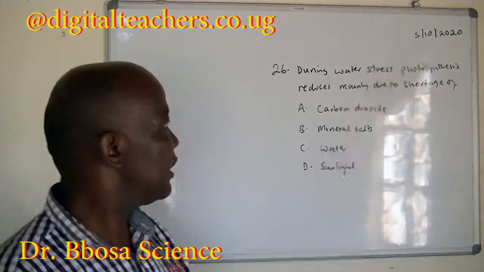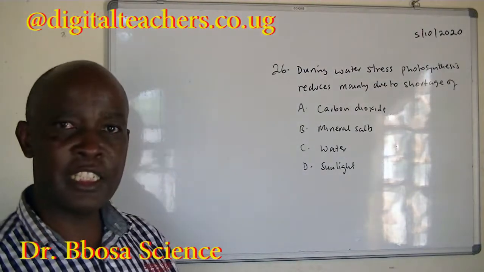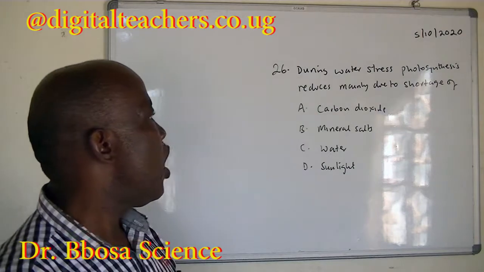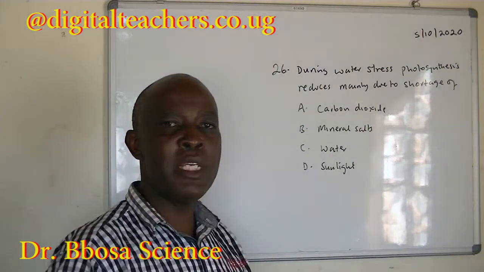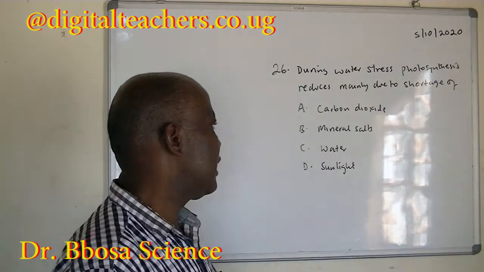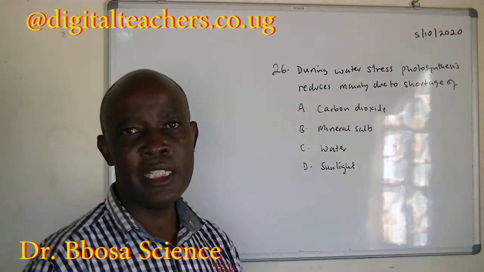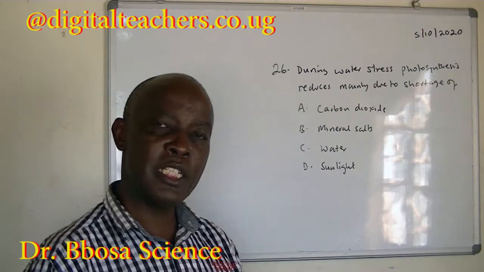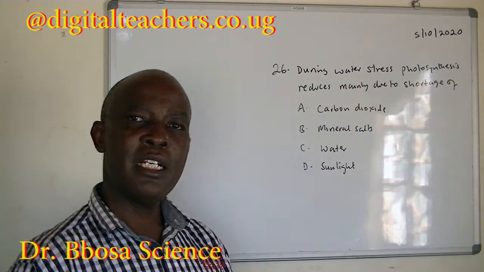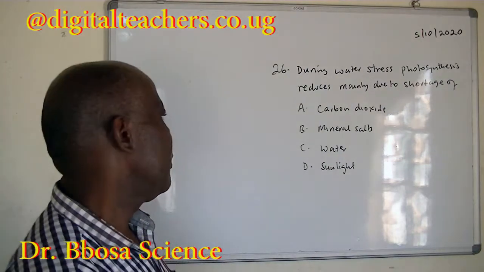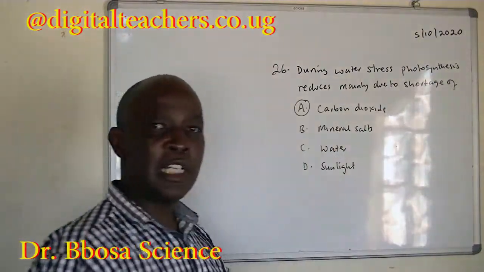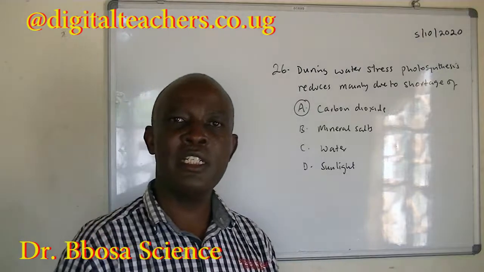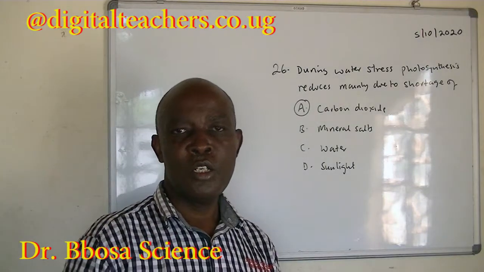26. During water stress, photosynthesis reduces mainly due to shortage of A. Carbon dioxide, B. Mineral salts, C. Water, D. Sunlight. You pause, get the answer, then we continue. The answer is A. Carbon dioxide, because during water stress, stomata close.